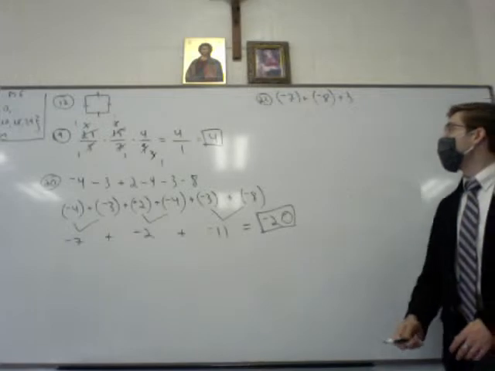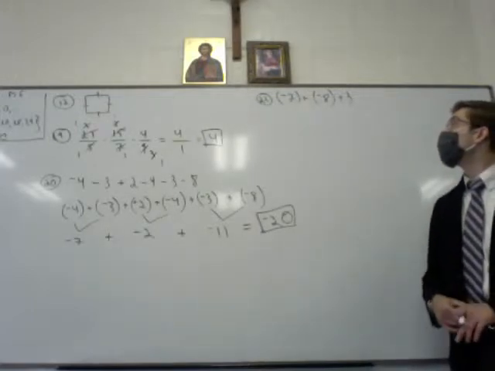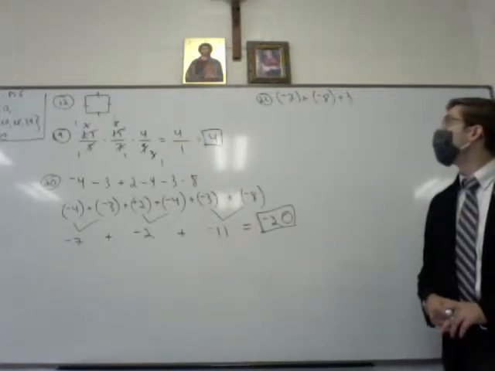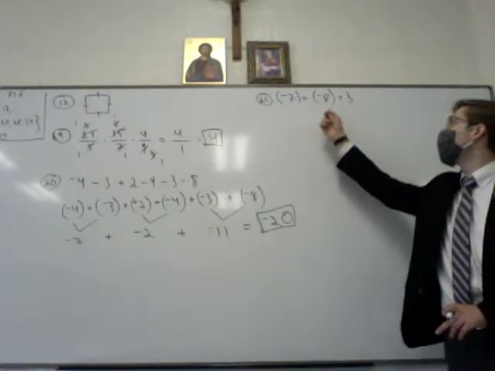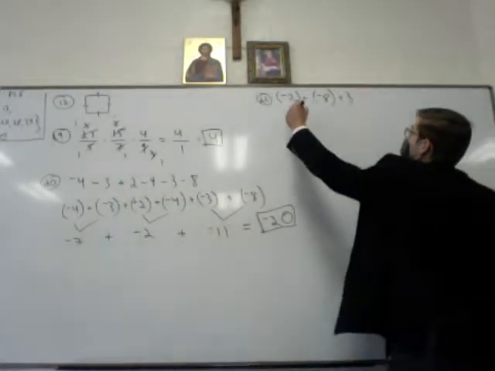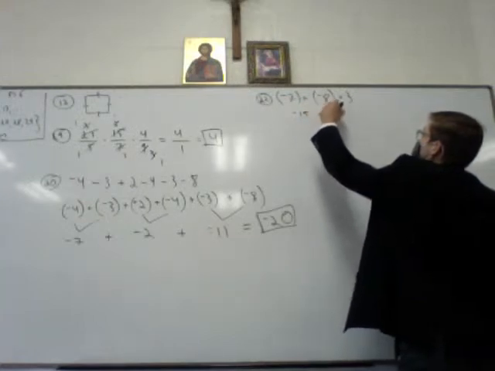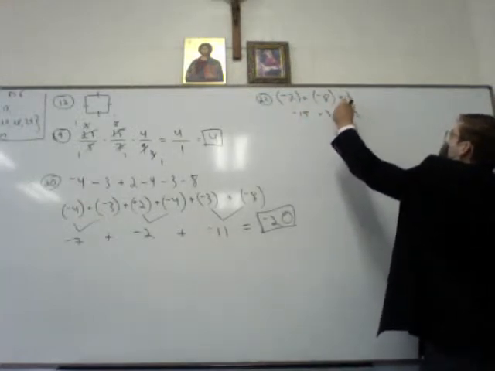To solve this one, what will we do? Negative 7 plus 7. Negative 7 plus negative 8. Negative 8 is what? Negative 15. Negative 15 plus 3 is negative 12. There you go.